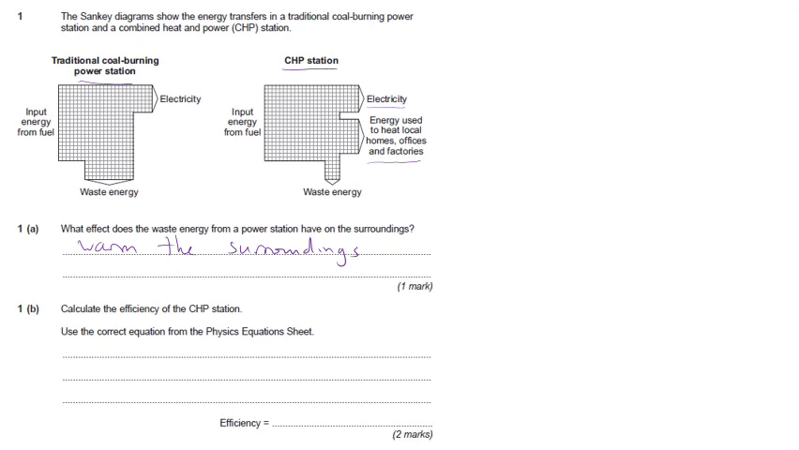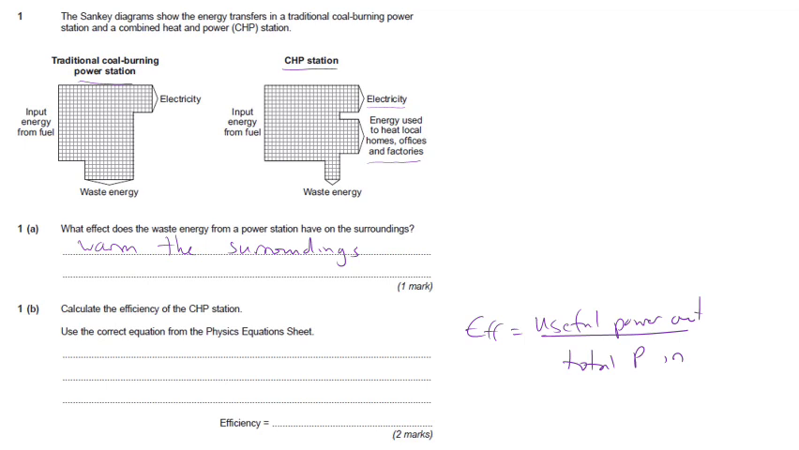In part B, it asks us to calculate the efficiency of the CHP station. Efficiency is equal to the useful power output divided by the total power input. And in Sankey diagrams, we usually do that, if it doesn't give us any numbers, by counting the squares.